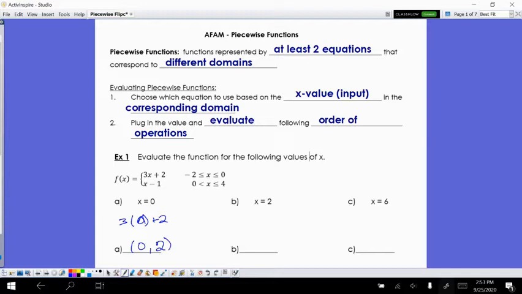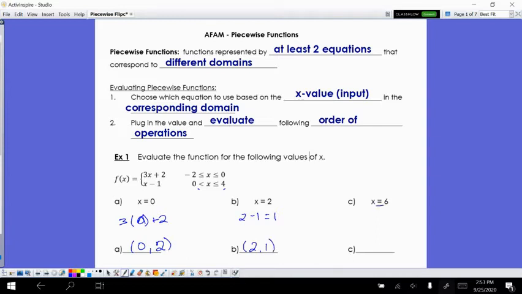The next value we're asked to find is x equals 2. So we look at the domain and ask, does 2 fit between -2 and 0 on the top, or does it fit between 0 and 4 on the bottom? And it fits between 0 and 4. So we're going to put it into the bottom equation, 2 minus 1. So for this function, when we plug in 2, we get a value of 1.